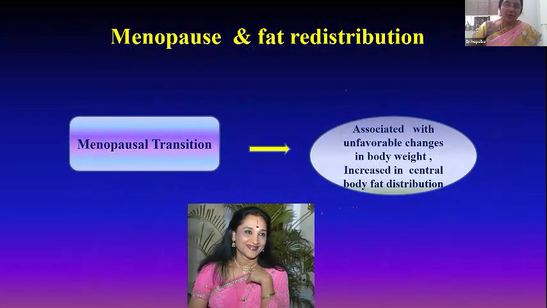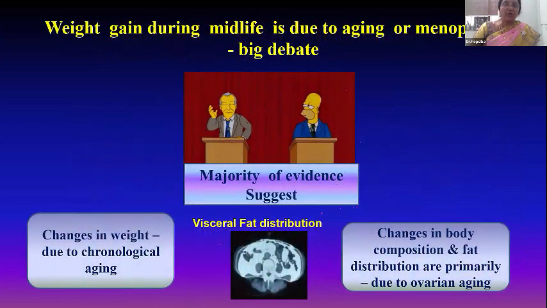So during the menopausal transition itself, there is a fat redistribution, and it causes associated unfavorable changes in body weight and an increase in central body fat distribution. There was a lot of debate going on, but the major evidence suggests the weight gain in midlife is due to two things: changes in weight due to chronological aging, and changes in composition and distribution due to ovarian age.